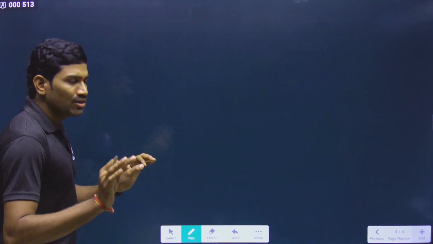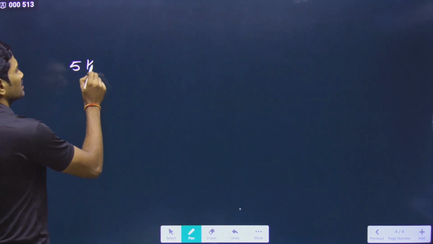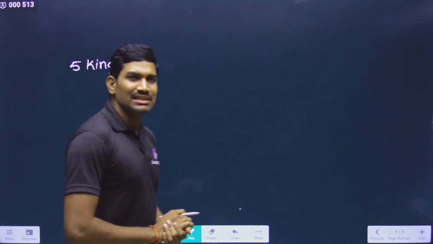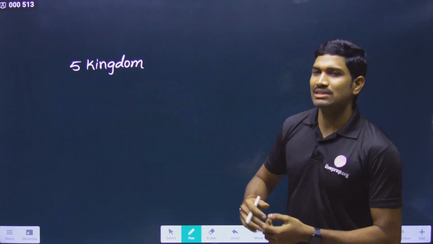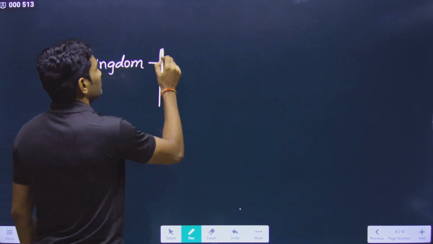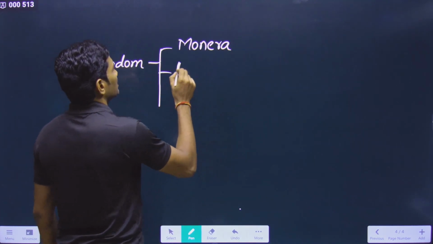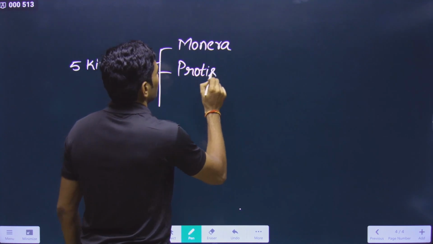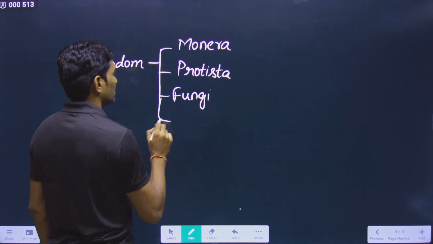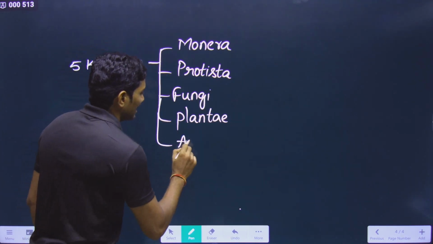Observe very carefully. Most of the organisms means, first we will talk about the 5 kingdom classification. Already in class 11th, in biological classification, we have studied it. The 5 kingdom classification was given by Whittaker. It has a total of 5 kingdoms. What are the names? Tell me quickly. Kingdom Monera. Next one is kingdom Protista. The third one is kingdom Fungi. The next one is kingdom Plantae. And the next one is kingdom Animalia.